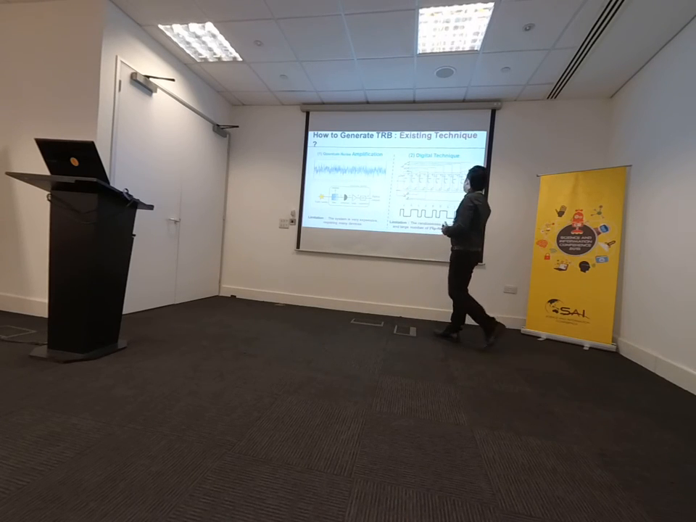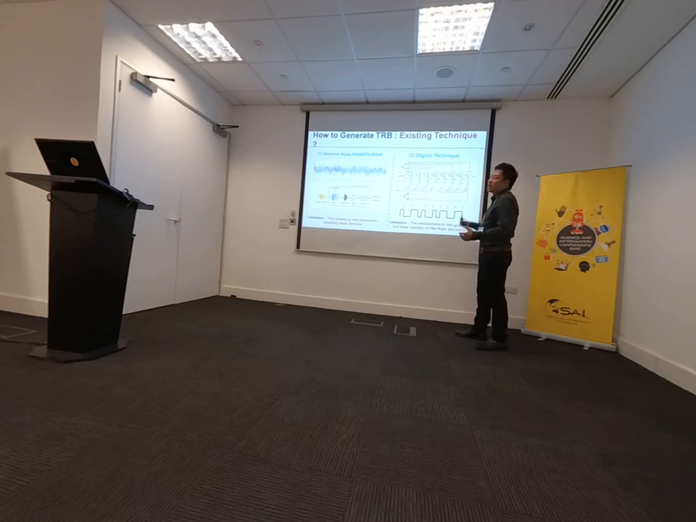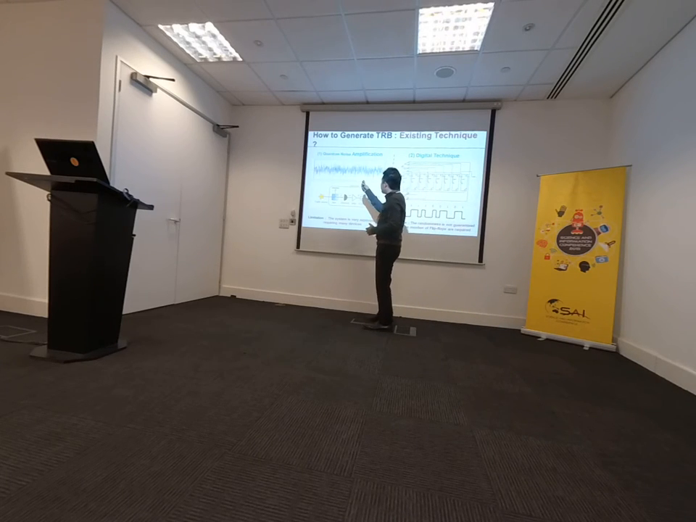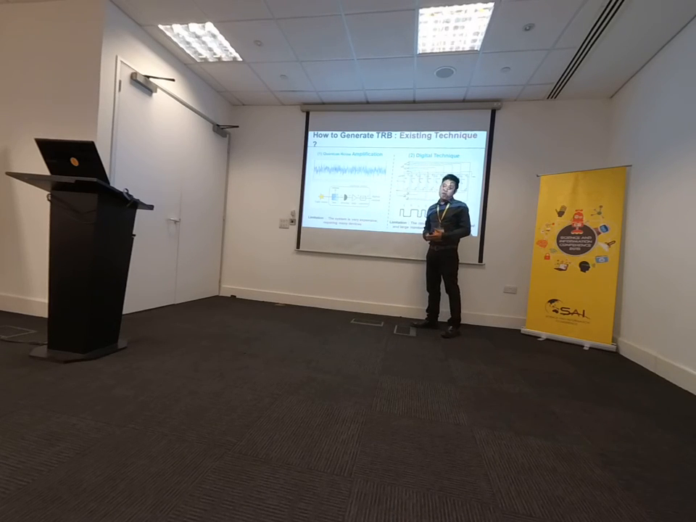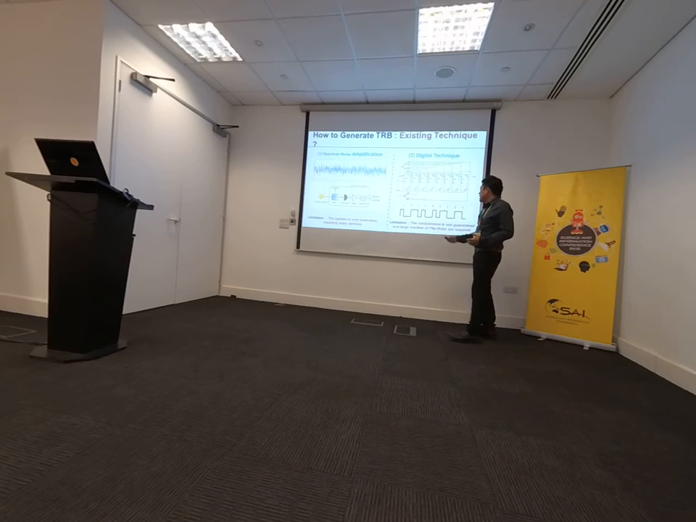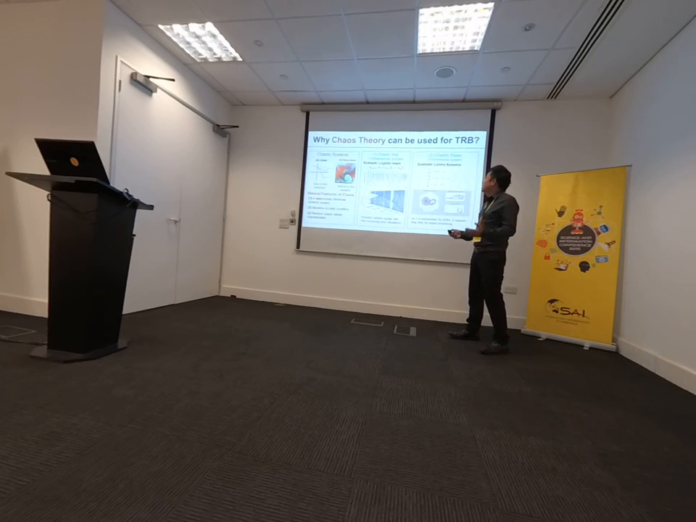The second one is the digital technique. It seems to be easier and cheaper than the first technique, but it's very complicated. You need at least 8 flip-flops to generate. There are limitations. For quantum noise amplification, the system is very expensive, requiring many devices. But for digital techniques, are you sure? It's not guaranteed, and a large number of flip-flops are required. That's why I propose the chaos-based true random bit generator.